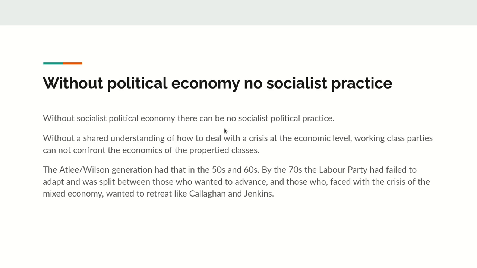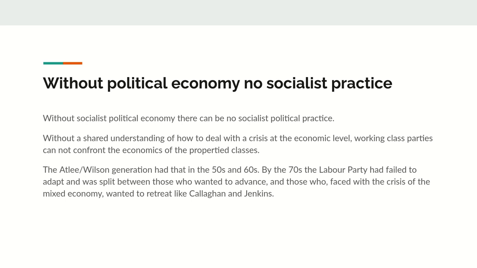What this shows is that without political economy, a party representing the working classes cannot really carry out any kind of socialist political practice. In the 40s and 50s, the Labour Party were convinced that planned economy was the way to go. And they were reasonably confident in what they were going to do, and they took steps to measure this. But without an understanding of how to deal with the crisis at the economic level, the working class parties can't confront the economics of the property classes.